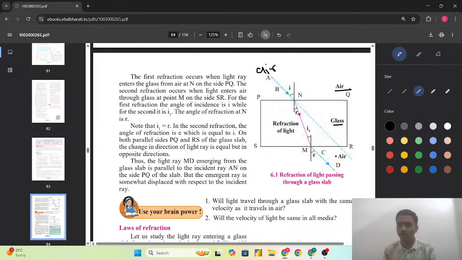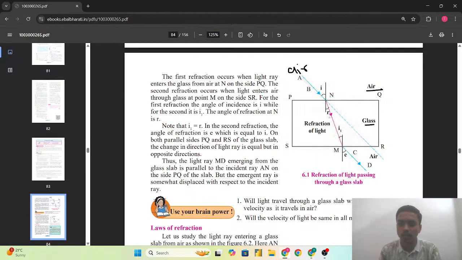When light is coming from air to glass, is that the only time we can see the bending? No, not at all. We can also see the bending of the light, the refraction of the light, when light falls back from the glass to the air medium. That means when light goes from air to glass, that time is one refraction. Then from the glass to air again, that is another refraction.